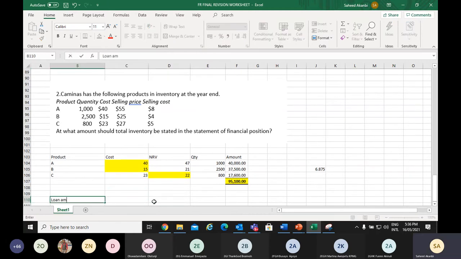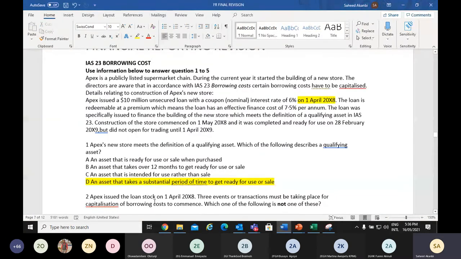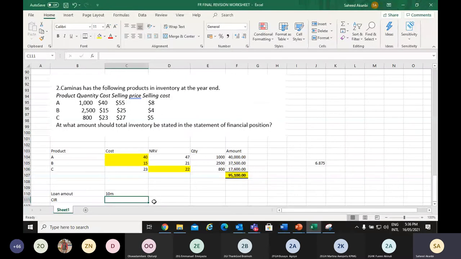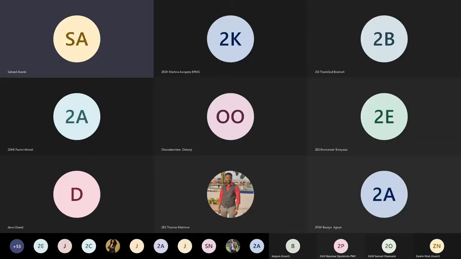So loan amount is 10 million. The interest rate is 6%. The interest rate is 7.5%.